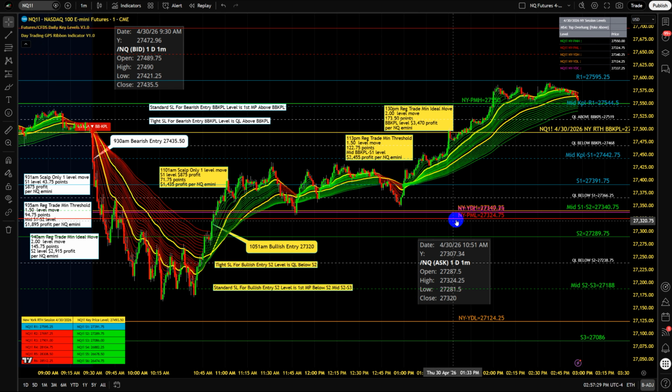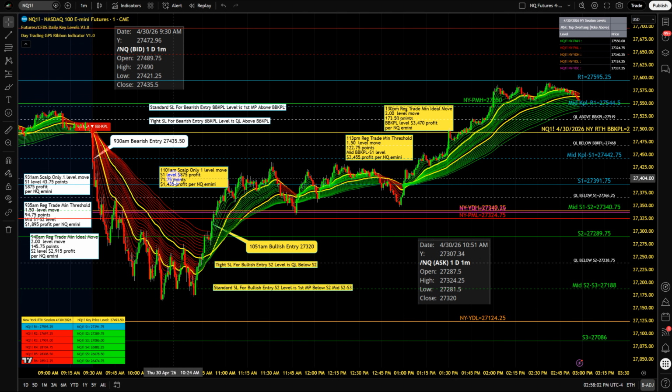So again, in this case, we do have contextual levels which do occur before the scalp only exit. In this particular case, however, these are too close. So we're going to be looking for only the regular scalp only one level move. And here on this candle at 11:01 a.m., we do get the move back up to the S1, 27,391.75. Our entry, of course, 27,320. So that's 71.75 points. That is $1,435 profit per NQ E-mini or 10 NQ micros.